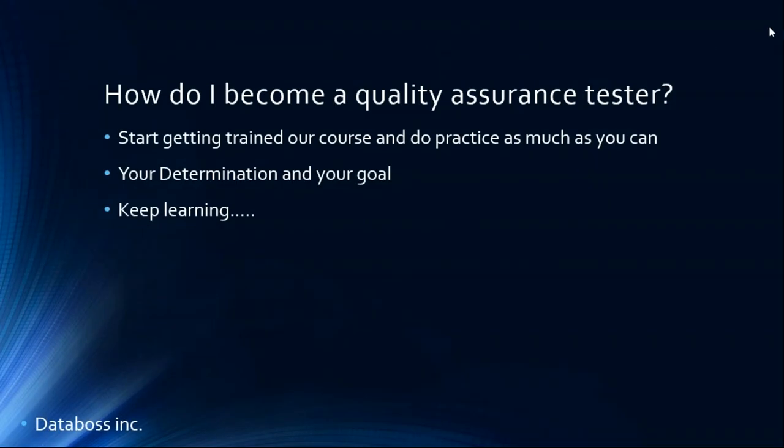Another question is how do we become a quality assurance tester? Start getting trained, follow your plan, your determination and your goal, and keep learning. Those are the things I highlighted, because you need to follow them and be determined. Why is determination important? From previous experience, a lot of times we saw people doing the class who don't have time for practice. The main thing is you need to reduce your work time, otherwise you cannot follow us. If you miss two or three classes, then the next class you will definitely not understand, because the classes build one after another. So it is always important to attend each and every class, get clarity from that class, and ask until you are satisfied.